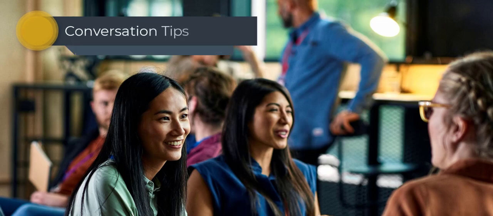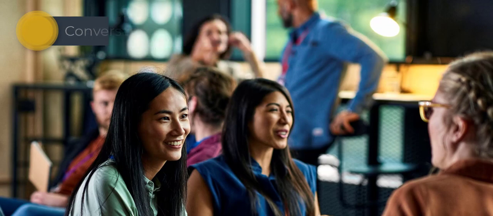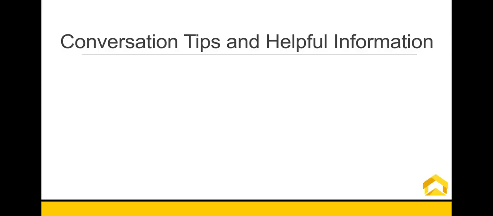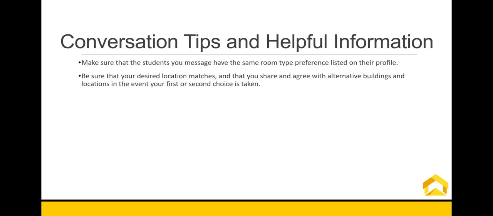Before we move on to how to message and respond to potential roommates, let's go over some conversation tips that students should discuss to ensure a smooth process, as well as other helpful information. First, you will want to make sure that the student you are messaging has the same room type preference listed on their profile. In addition, some room types have several different buildings. An example is the Premium Double Room, which has Parkside North and Los Alamitos available for those in general housing. For a smooth room selection process, be sure that your desired location matches and that you share and agree with alternative buildings and locations in the event your first or second choice is taken.